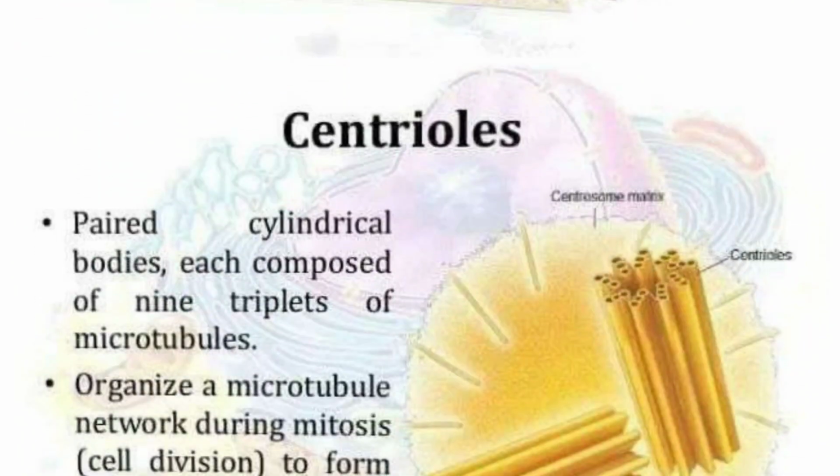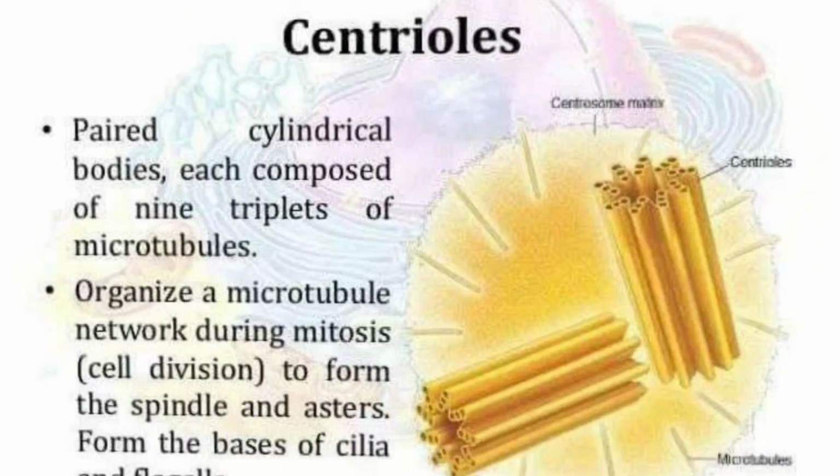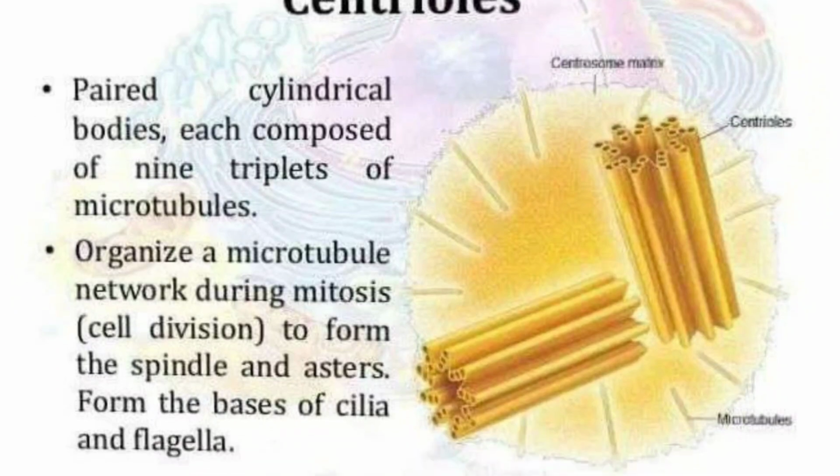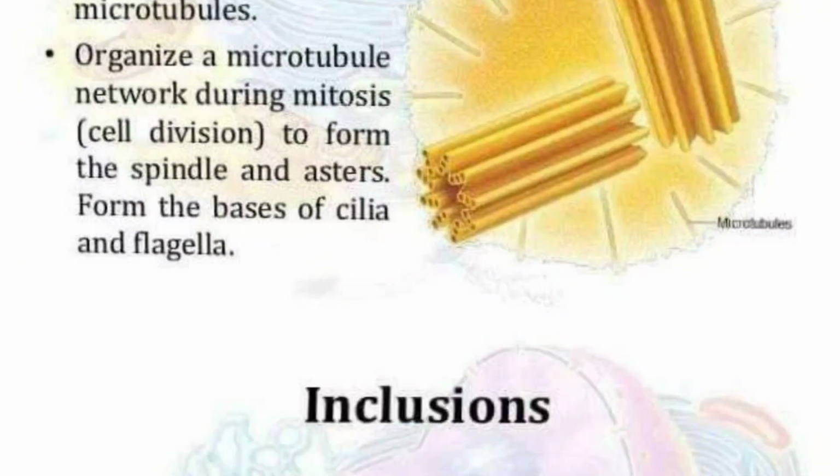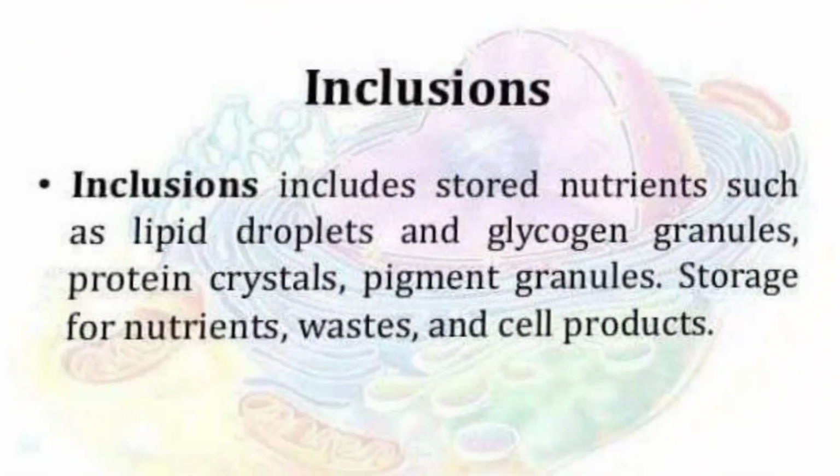Centrioles, paired cylindrical bodies, each composed of 9 triplets of microtubules, organize a microtubule network during mitosis, or cell division, to form the spindles and asters, and form the bases of cilia and flagella. Inclusions include stored nutrients such as lipid droplets and glycogen granules, protein crystals, and pigment granules, storage for nutrients, waste, and cell products.